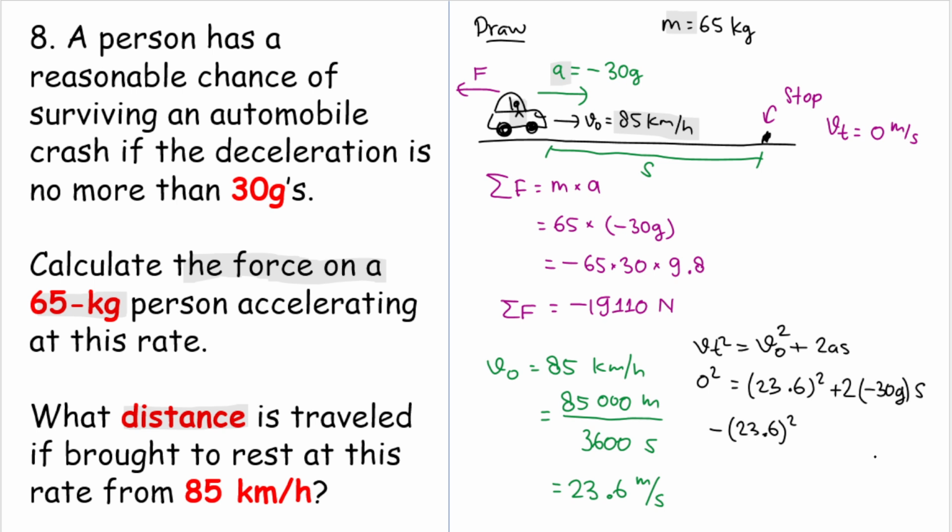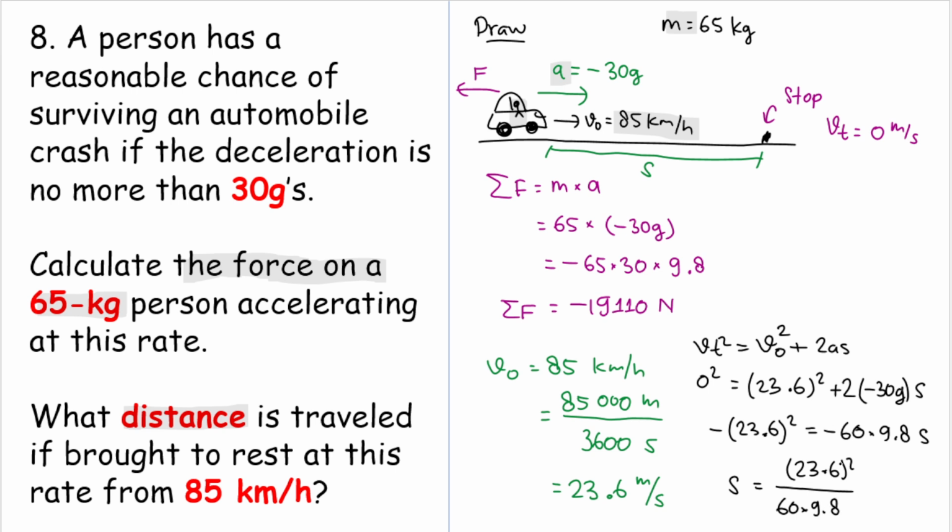So let's repeat that. So I will move this to the left hand side. So I'll have a minus sign here. And that will be equal to 2 multiplied by minus 30. I will have minus 60, but that will be our g. So I'll have 9.8. And I will have the distance here. So I can isolate the distance here. The minus signs will cancel each other. So we will have 23.6 squared and then divided by 60 times 9.8.